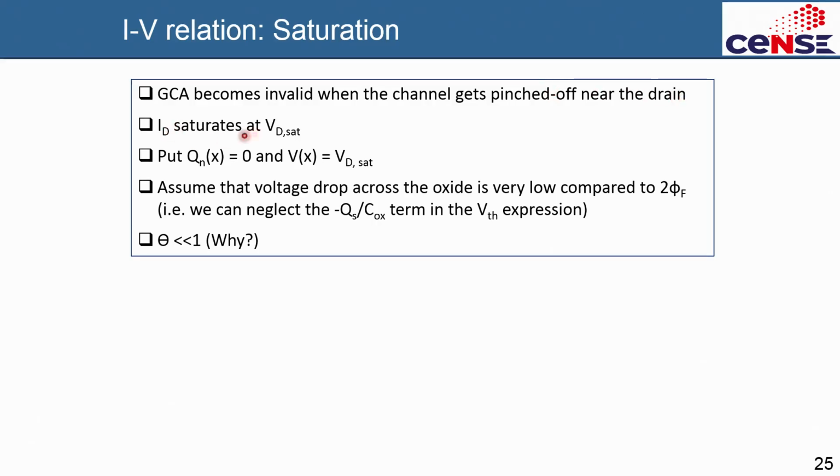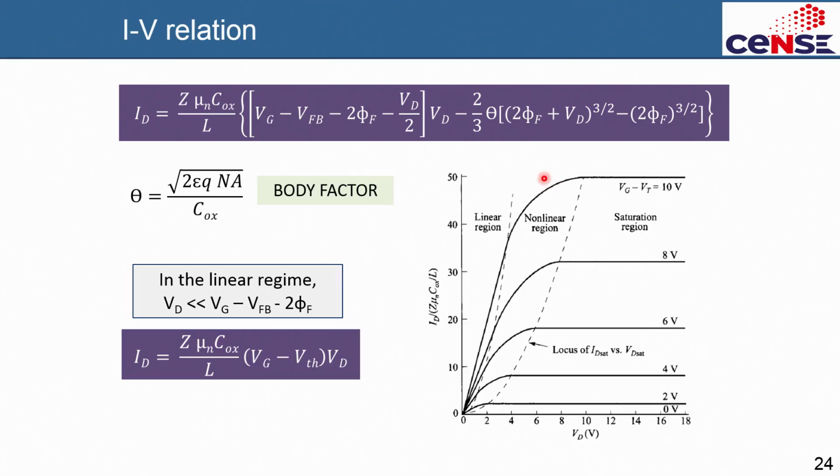Now ID will saturate at VDsat, which means this is the VDsat, right? This is the locus of VDsat, by the way. For different VG, your VDsat also changes. For example, for this curve, this point will be VDsat. For this curve, this point is the VDsat. For this one, this is the VDsat. So VDsat is the voltage at which the current saturates.